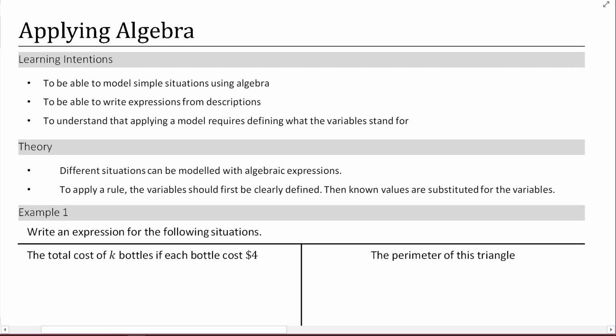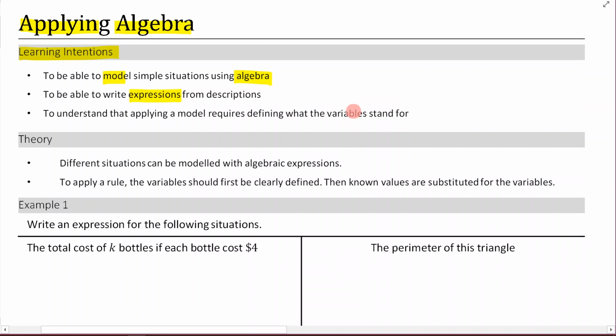Okay, so in this lesson, we're going to be talking about applying algebra. Our learning intentions are to be able to model simple situations using algebra, to be able to write expressions from descriptions, and to understand that applying a model requires defining what the variables stand for.